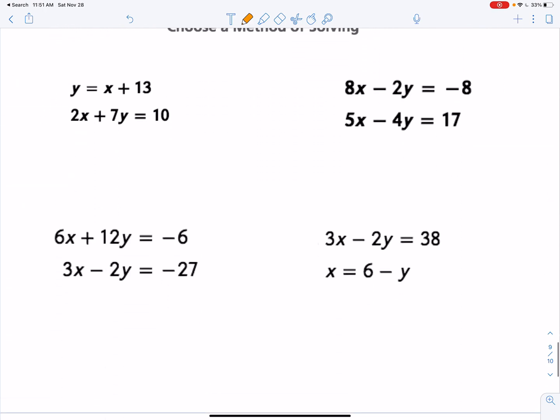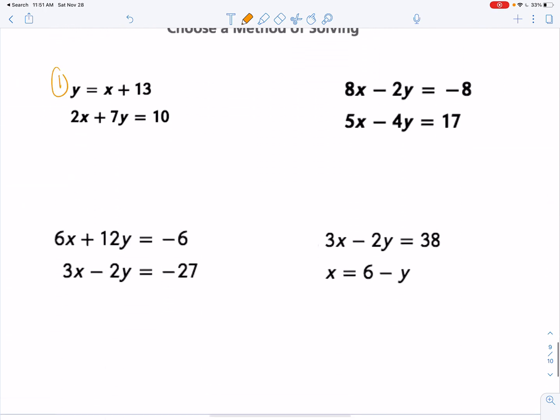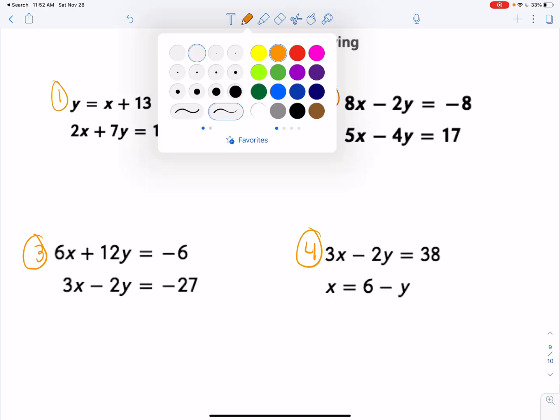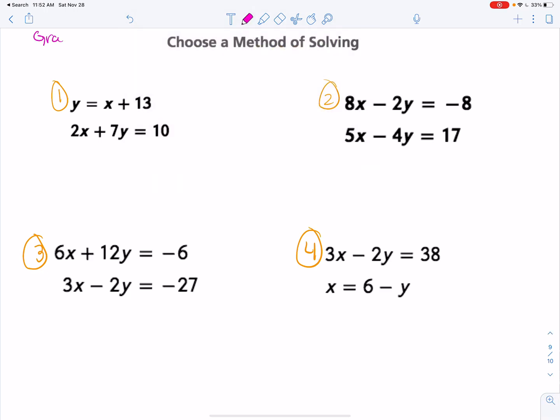Okay, so here I have just 4 different equations, and what I want you to do is spend some time looking at them and just decide which method you would use to solve. So let's say I gave you an option. Which method would you use to solve? Would you use, don't forget, we have the graphing option, we have substitution, and then we have elimination. So pause this and go ahead and decide which method you would choose on each.